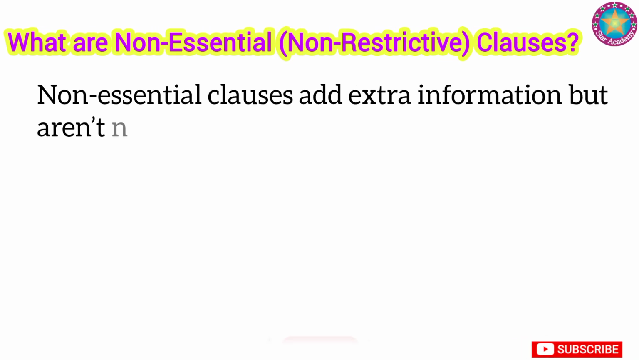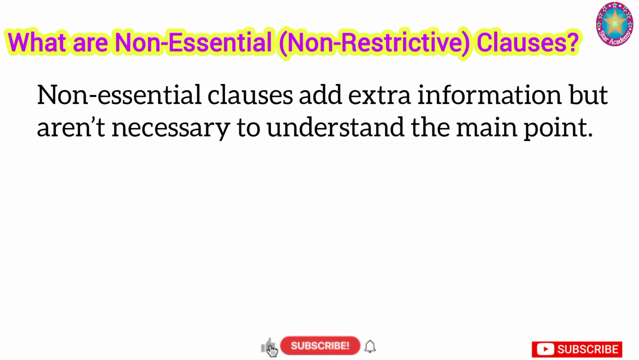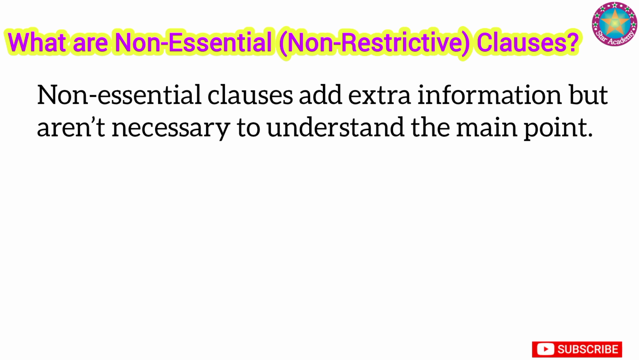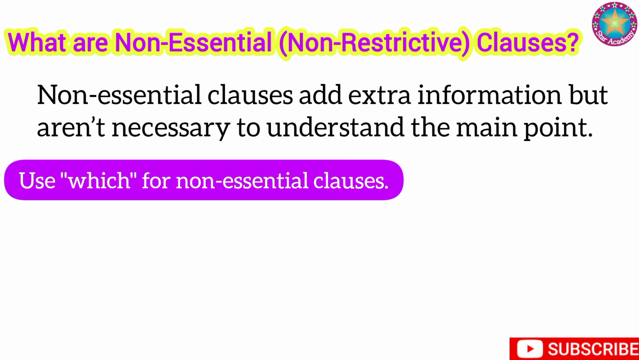Non-essential clauses add extra information but are not necessary to understand the main point. Non-essential clauses, also known as non-restrictive clauses, provide additional information in a sentence that is not crucial to understand the main point. They can be removed without changing the basic meaning of sentence. Non-essential clauses are typically set off by commas. Remember the rule. Always use which for non-essential clauses.